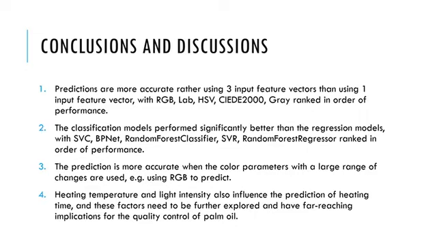We can draw the following conclusions. First, predictions are more accurate using 3 input feature vectors than using 1 input feature vector, with RGB, LAB, HSV, CIEDE2000, gray ranking in order of performance. Second, the classification models perform significantly better than the regression models, with SVC, BPNet, random forest classifier, SVR, then random forest regression ranking in order of performance. Third, by observing the changes of color parameters at different heating times, the prediction is more accurate when the color parameters with a large range of changes are used. For example, using RGB as color parameters to predict.